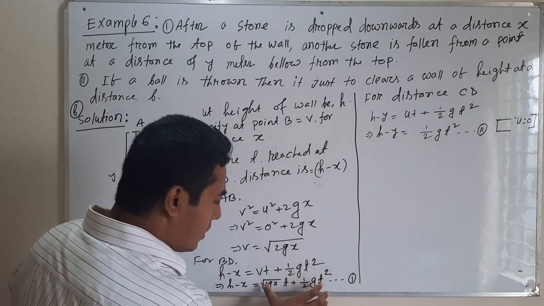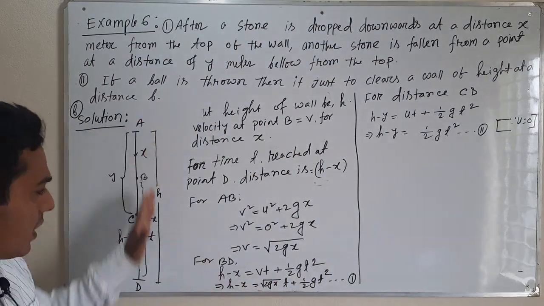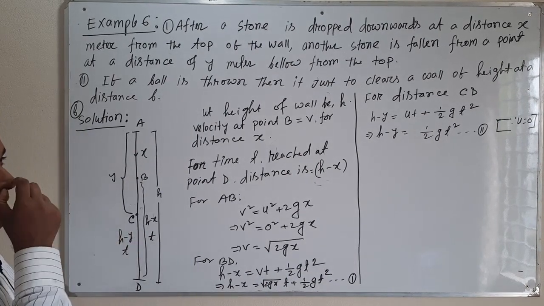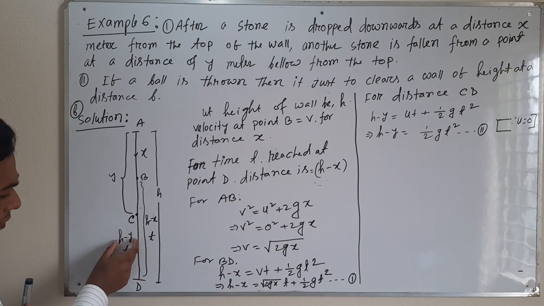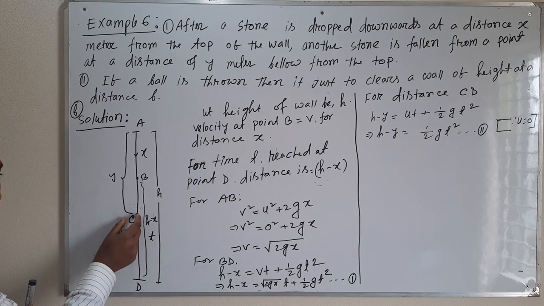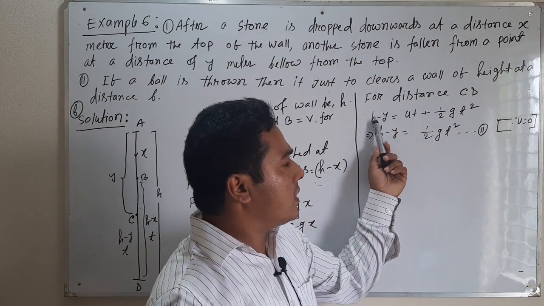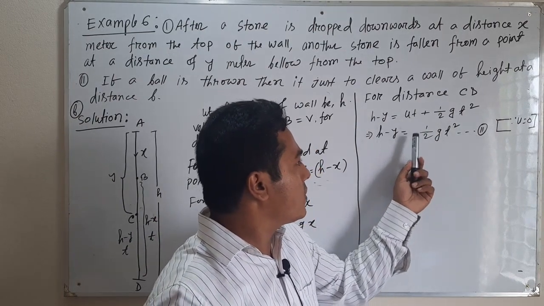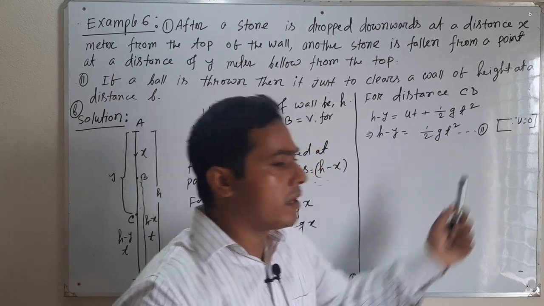This is the moving distance for the first stone. Now second stone, the moving distance is CD. Okay, for distance CD, h minus y, and dropped from the rest position, so h minus y is equal to ut plus half of gt square, u is equal to 0, then half of gt square. This is equation number 2.